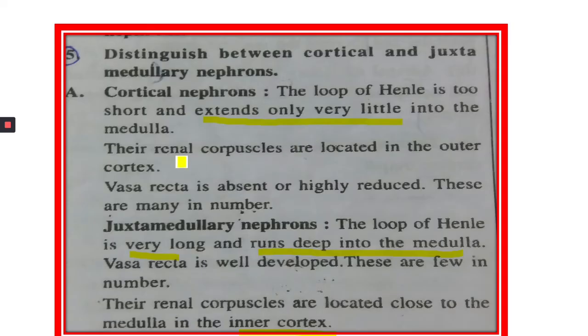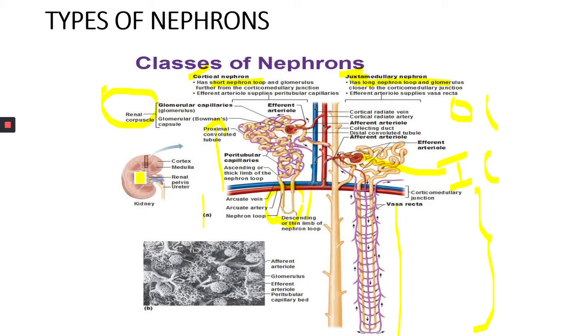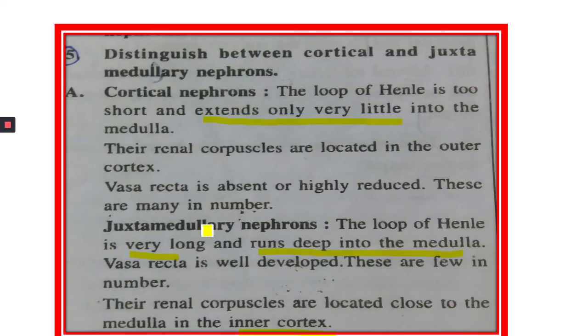Another point: vasa recta is absent or highly reduced. These are many in number. 85% of nephrons in our kidney are this type, and 15% of the nephrons are this type. Cortical nephrons are more, and these are less in number. Which nephrons are few in number? Juxtamedullary, because they are only 15%. These are 85%. It was also asked in a previous NTA mock test paper.